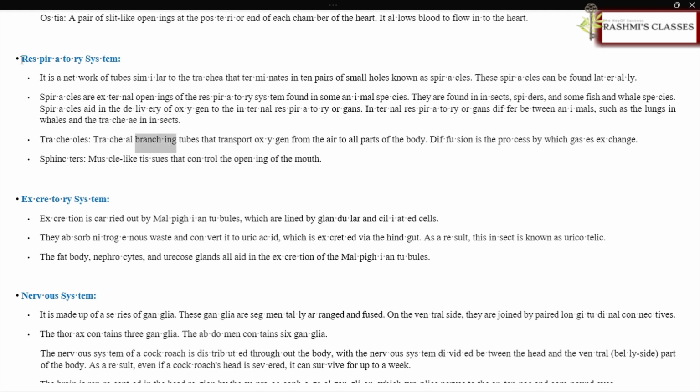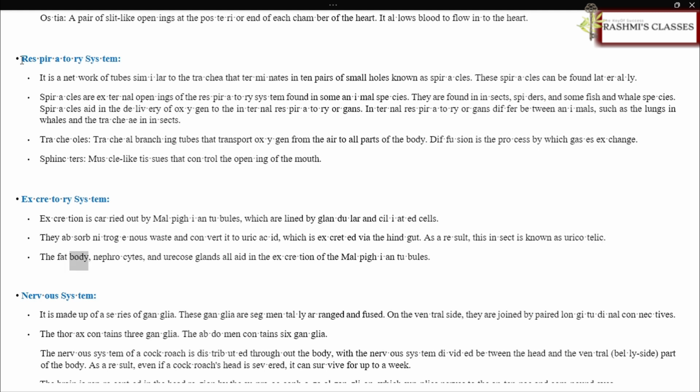Tracheoles, tracheal branching tubes that transport oxygen from the air to all parts of the body. Diffusion is the process by which gases exchange. Sphincters, muscle-like tissues that control the opening of the spiracles. Excretory system. Excretion is carried out by Malpighian tubules, which are lined by glandular and ciliated cells. They absorb nitrogenous waste and convert it to uric acid, which is excreted via the hindgut. As a result, this insect is known as uricotelic.